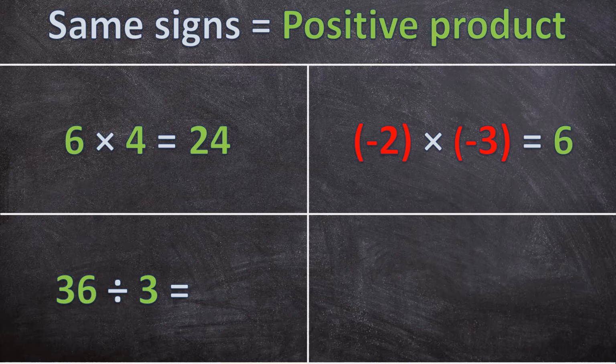36 divided by 3. A positive divided by a positive will give me a positive answer. And 36 divided by 3 is 12. And the last example, negative 8 divided by negative 1. A negative divided by a negative will give me a positive answer. And 8 divided by 1 is 8.